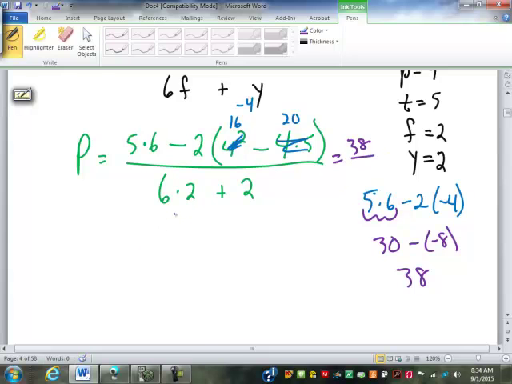On bottom, what do we have to do? Bless you. 6 times 2 is 12, plus 2 is 14. So it's 38 over 14. How many of you got to that point? Nobody? 1, 2? Okay. So then 38 divided by 14 is 2.714285714.3 approximately. We divide it out as a decimal.